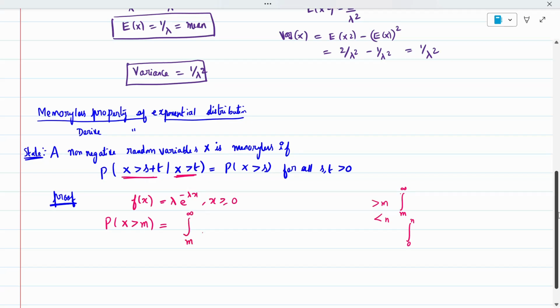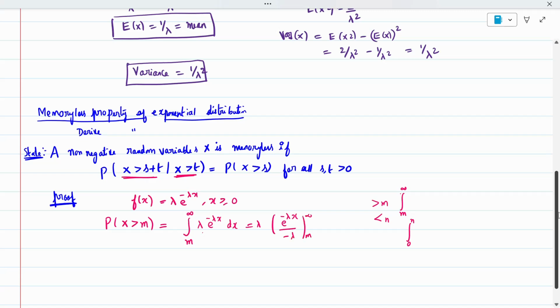F of x is given in the question. It's an exponential distribution: lambda times e to the power minus lambda x dx. Integrate it and you get one answer. Lambda is a constant. E to the power minus lambda x integrates to e to the power minus lambda x divided by minus lambda. So substitute the upper limit and lower limit.